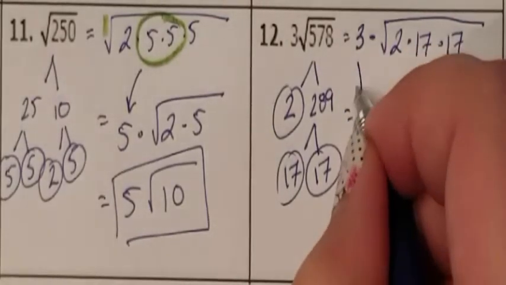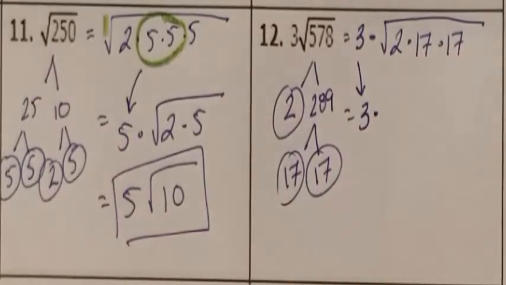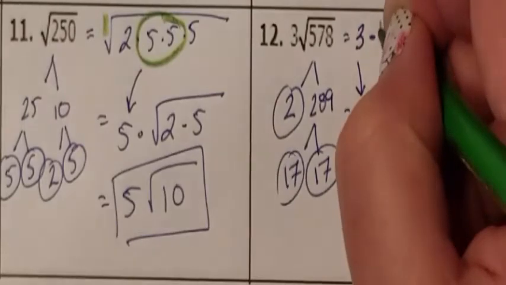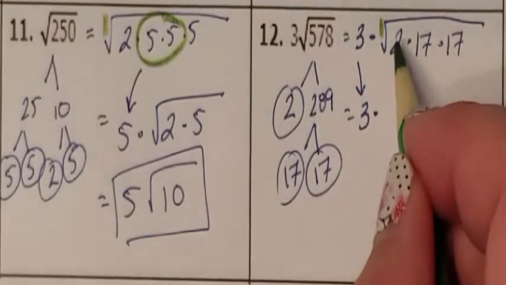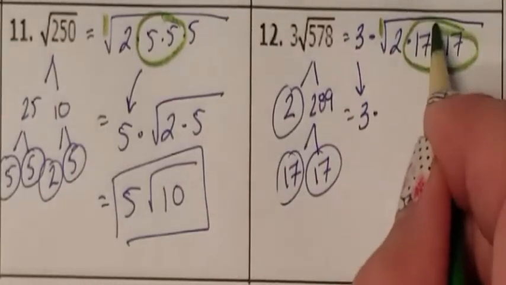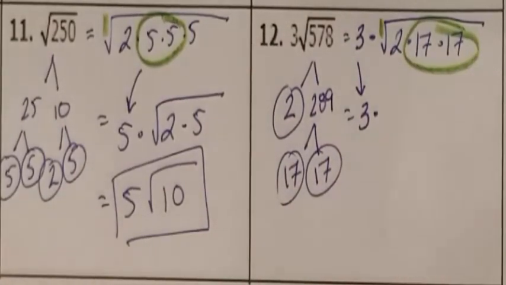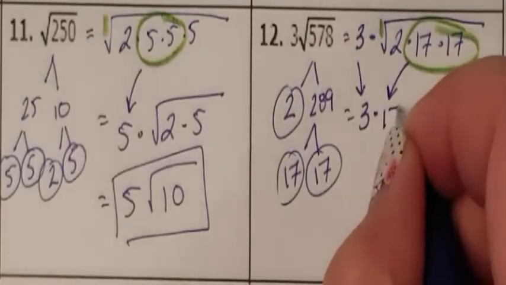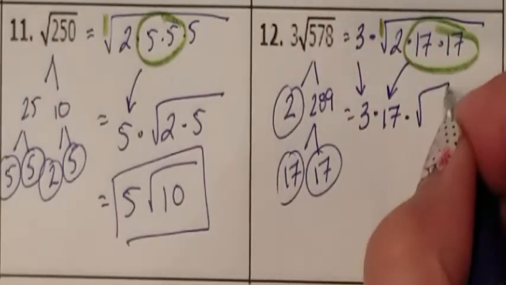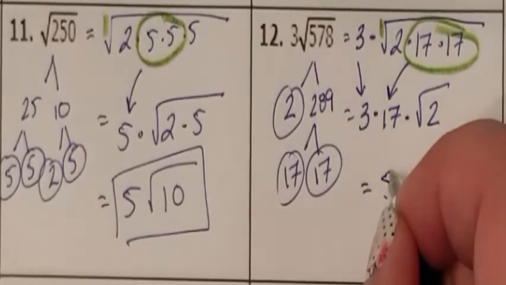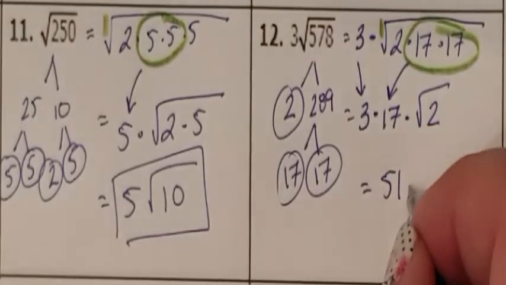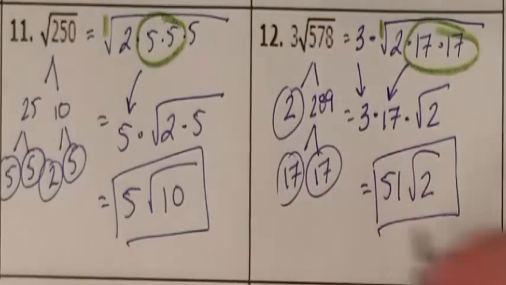The 3 is already out there. You cannot forget about the 3. Because the little root out here is a 2, we're trying to find our pairs. 2 cannot pair with anybody, so he stays inside. The 17's paired up, and that's all that I see. So because the 17's paired up, they got to escape. The 2 did not get to pair. He's got to stay inside. So 3 times 17, because they both escaped, is 51. The square root of 2 has to stay inside because he could not pair up.